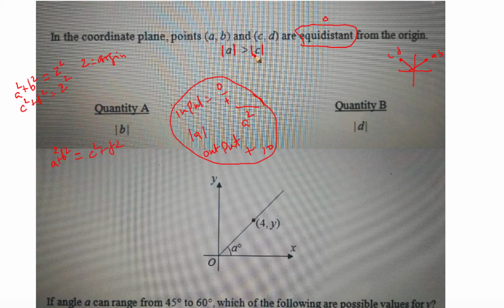Now A mod is greater than C mod. So here it is telling us A square is greater than C square. So if this part is equal to this part, which one has to be smaller or greater? Here, on one side it is B and on the other side it is D. Now if we have to equate this, because this one is greater and this one is smaller, definitely this has to be greater. So D mod is greater, Quantity B, D is the answer.